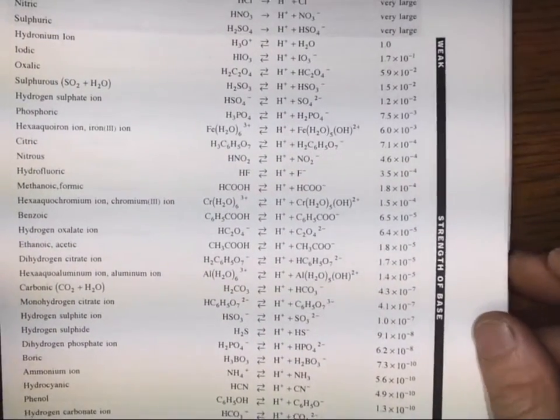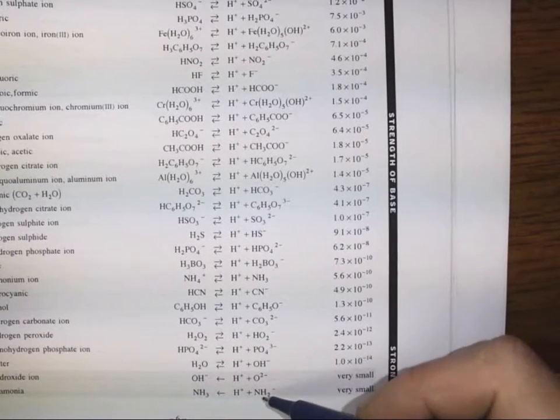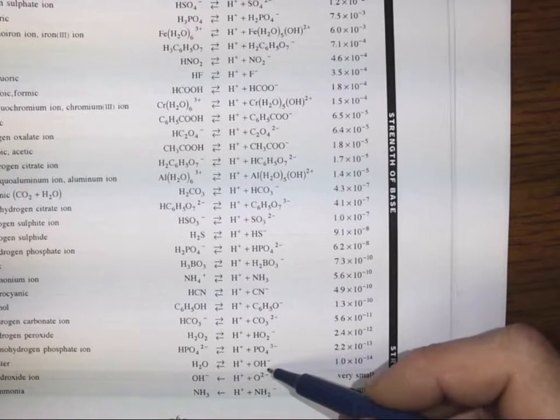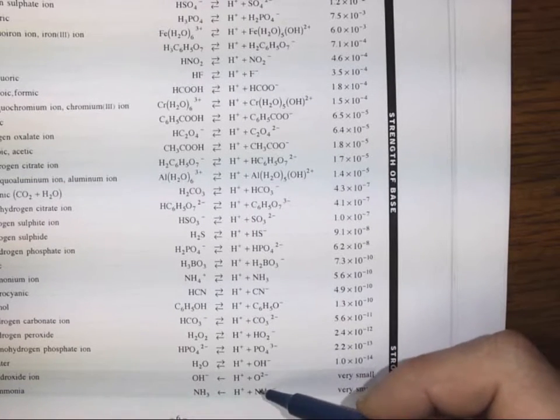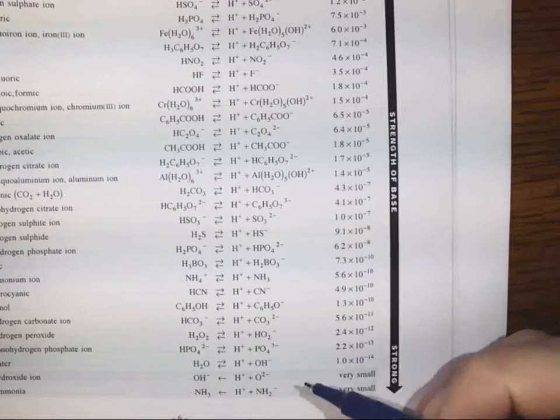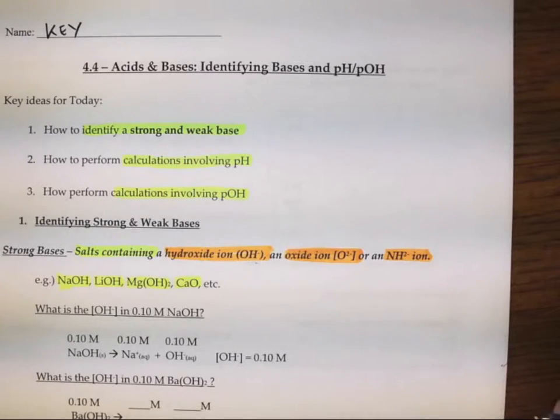And as we progress down, we get to our strong bases. And you can see these bases here, our NH2, our oxide ion, and hydroxide. And these guys, if they're in some sort of salt that you add to a solution, that acts as a base, then they'd be strong bases. So let's talk about why.